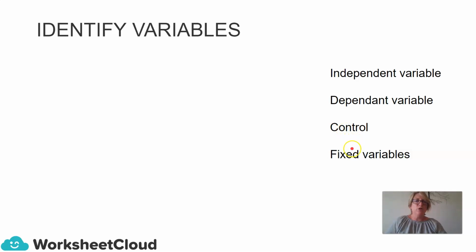And then you have something known as fixed variables. These are variables that need to be kept constant through your scientific investigation to ensure that your experiment is a fair test and carried out in a controlled manner.